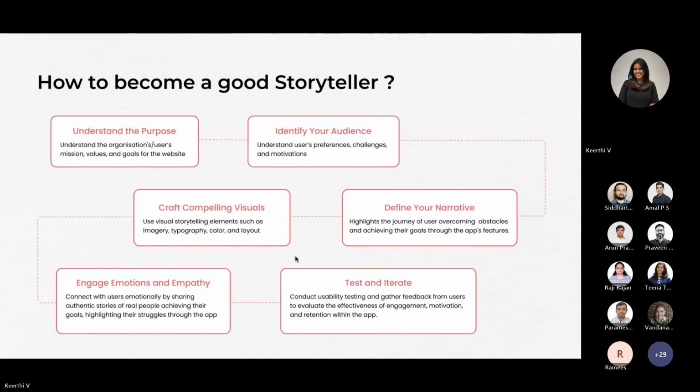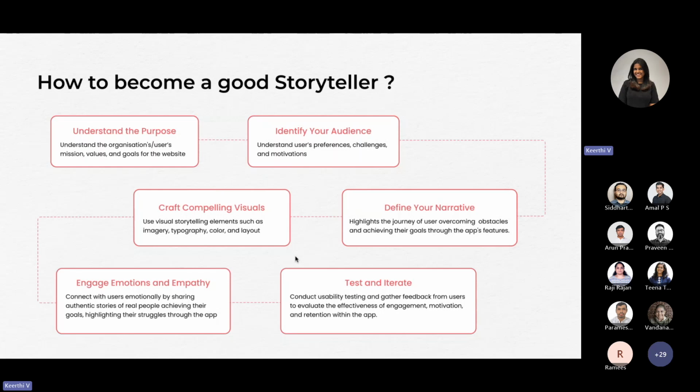First and foremost, understand the purpose. For what purpose are you trying to tell the story? What are your values, your goals that you are trying to convey to the user? What is the purpose of the design, and why are you creating the design? You need to have a purpose to convey the story. And then, to whom are you conveying the story? For whom are you designing the solution? We need to understand the audience we are conveying it to.